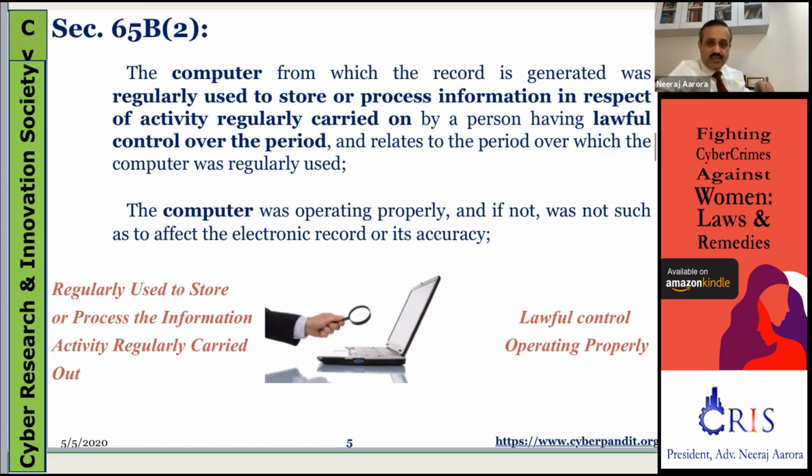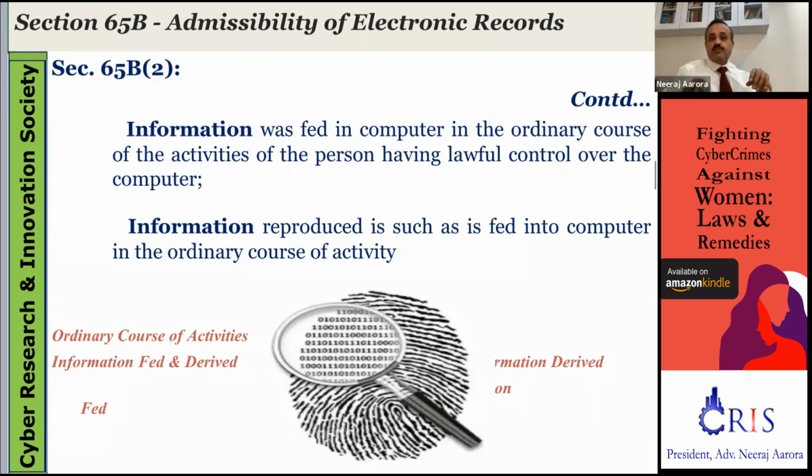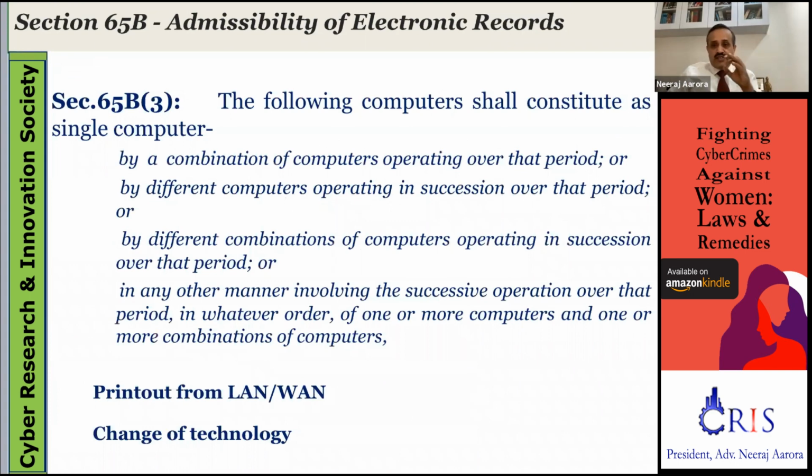Now coming to the conditions relating to the information. It says that the information should have been produced in the ordinary course of it. And the second is that the information is derived from the information which is fed into the computer. So these are the two conditions relating to the information. Now we are coming to subsection 3, which lays down very important propositions. There are two propositions being laid down.